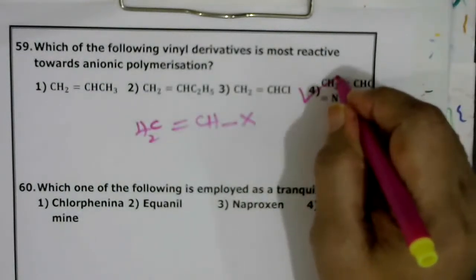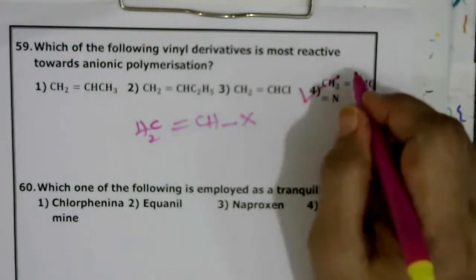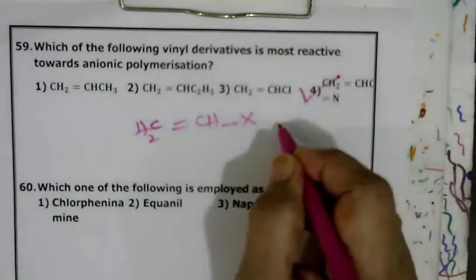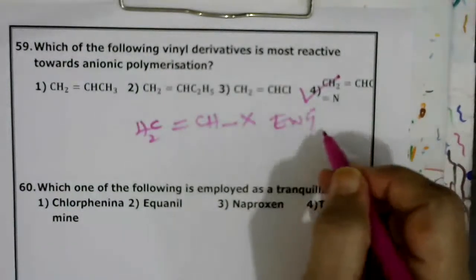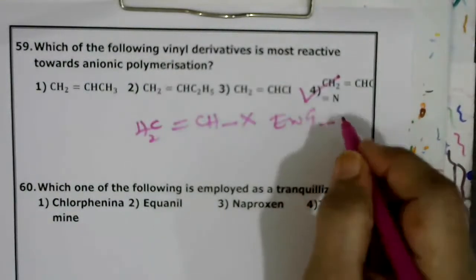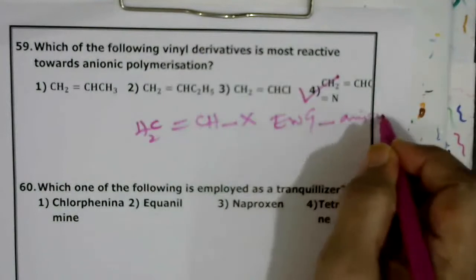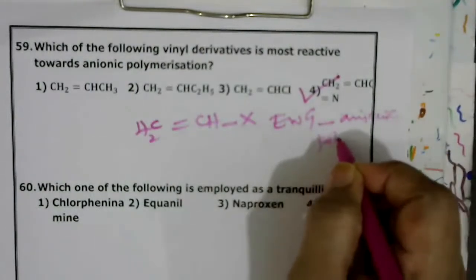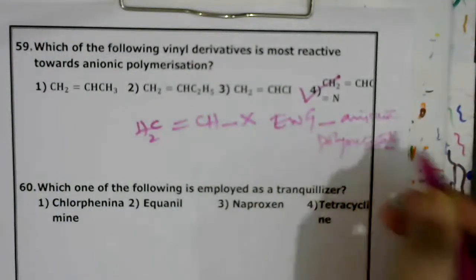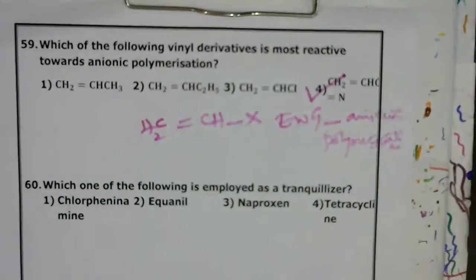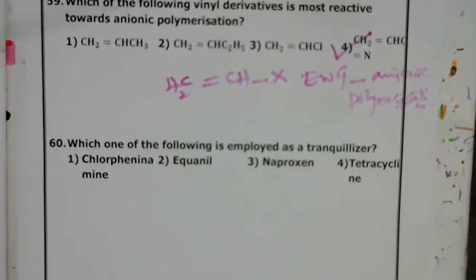An electron withdrawing group makes the monomer more reactive towards anionic polymerization. An electron withdrawing group will favor anionic polymerization.